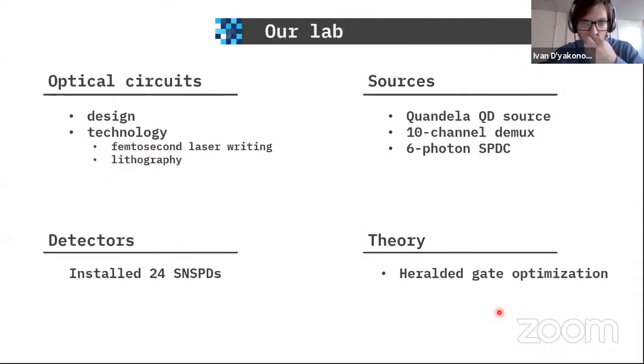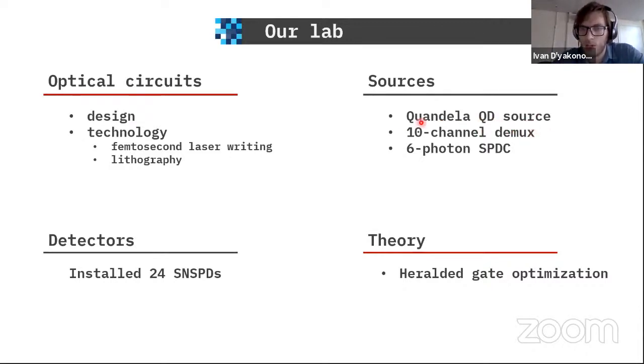So what we do in our lab can be divided into 4 different groups. We have research regarding the optical circuits and the theory, which I will be talking about today. The sources are now under installation and development. We have purchased a single photon source from the company Quandela. Nicholas Amaski is also here in this talk, and he gave a talk a few weeks ago.